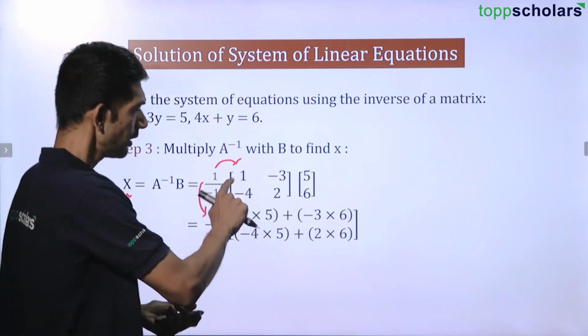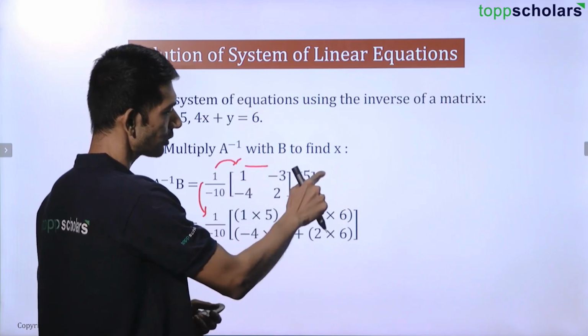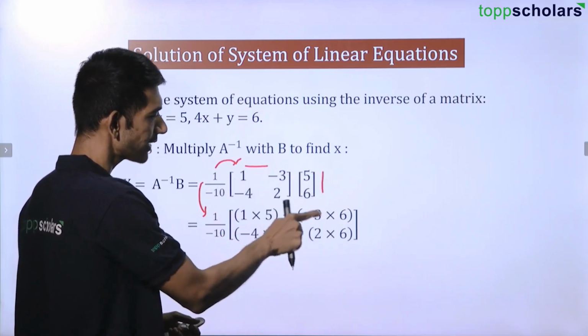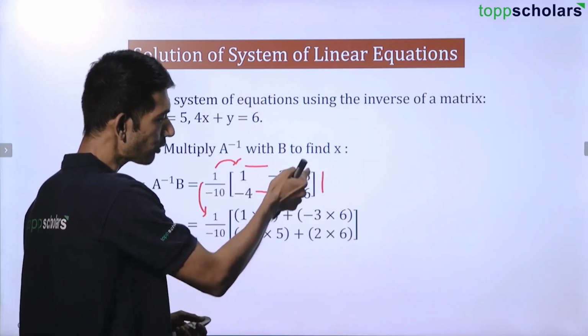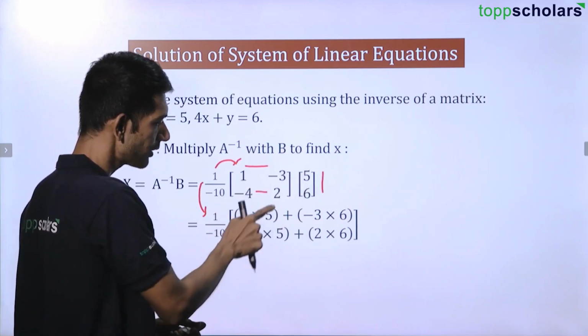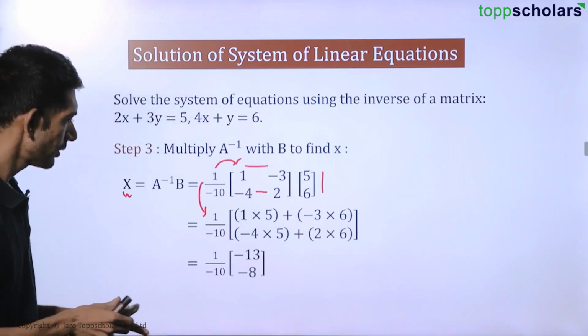Now I hope you know how to multiply this. First row with this column. So 1 goes with 5, minus 3 goes with 6. Similarly, second row, here only one column is there, second row one column, minus 4 goes with 5, 2 goes with 6. Now solve this further.